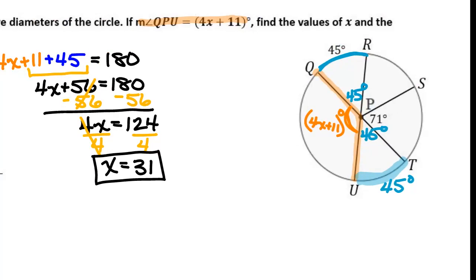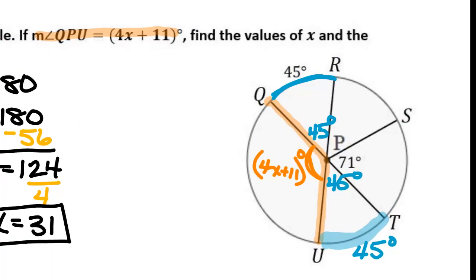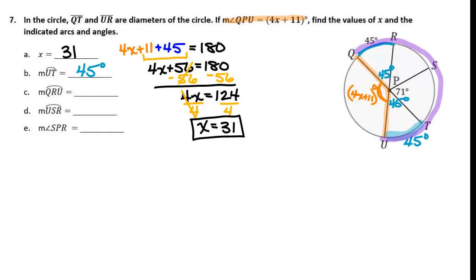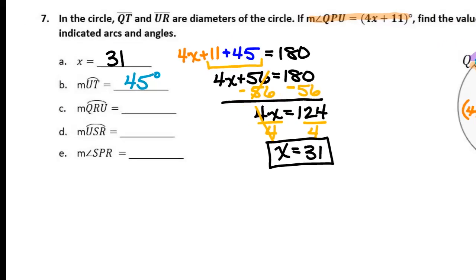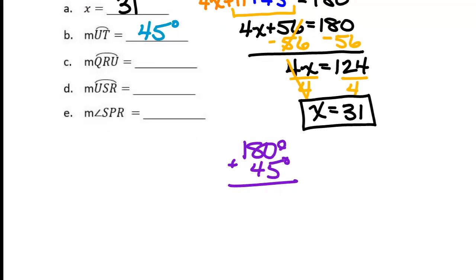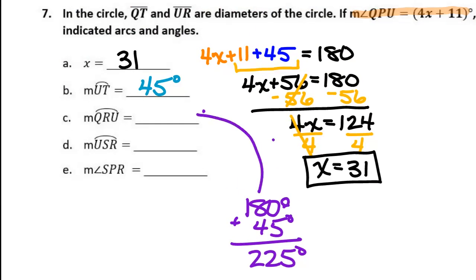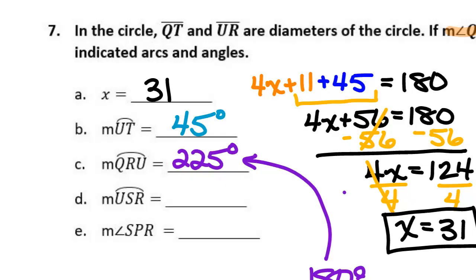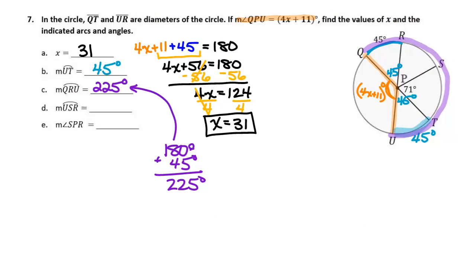QRU. Let's look at the picture. QRU. What did we say RU was? It's the diameter. So arc RSU would be 180, and onto that we need to add an additional what? 45. So 180 plus 45 would give us what? 225 degrees. Two more.